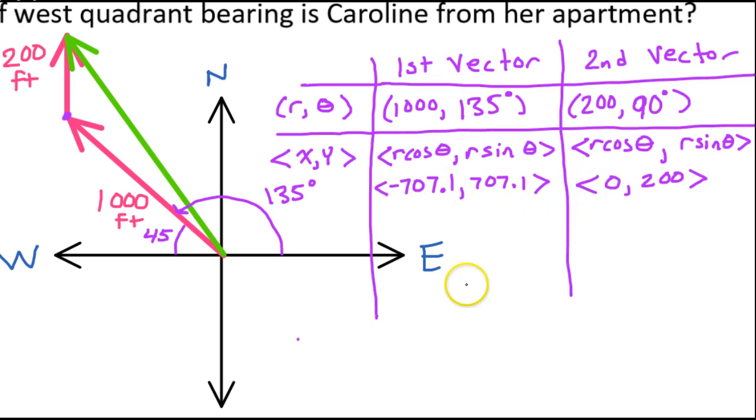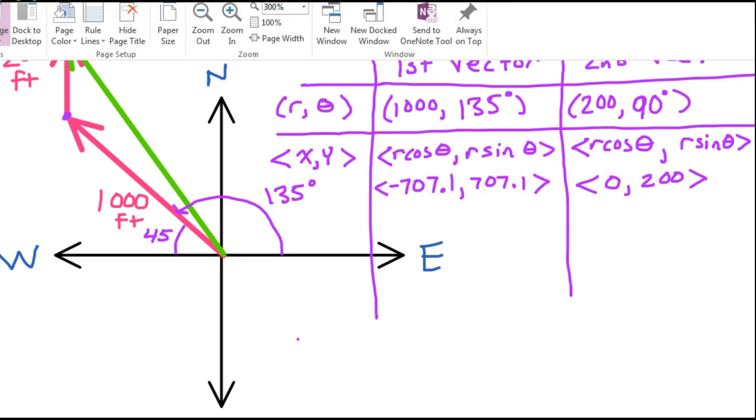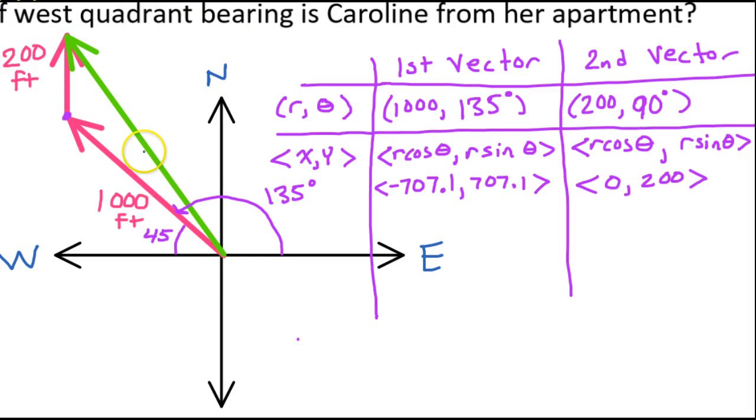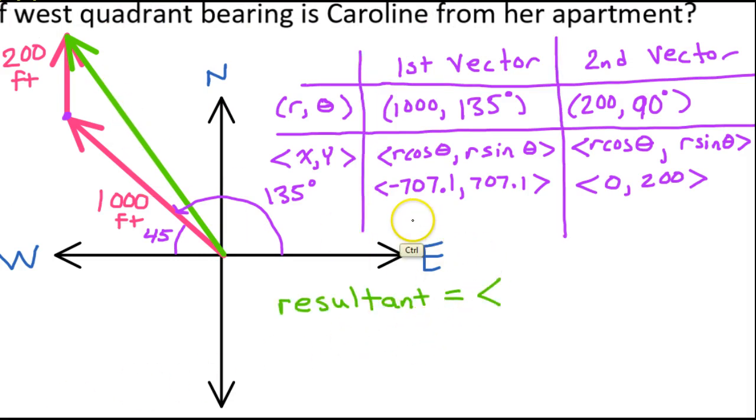Okay, so now for the resultant vector, all I need to do is add the corresponding parts. So I think I'll change colors to green, representing my resultant vector here. If I add negative 707.1 and 0, of course I'm just going to get negative 707.1. If I add 707.1 and 200, that's going to give me 907.1. So this is my resultant vector.